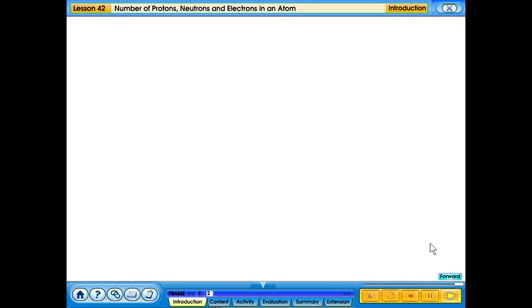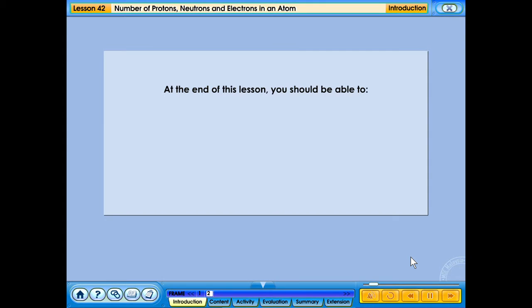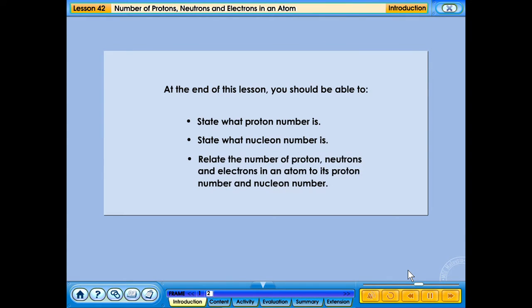At the end of this lesson, you should be able to state what proton number is, state what nucleon number is, relate the number of proton, neutrons and electrons in an atom to its proton number and nucleon number.